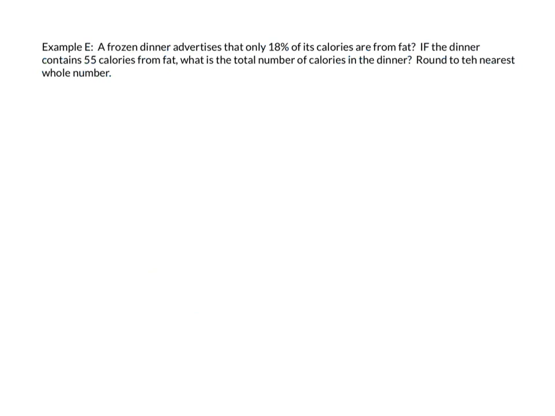Okay, last one. A frozen dinner advertises that only 18% of its calories are from fat. If the dinner contains 55 calories from fat, what is the total number of calories in the dinner? So when we set up our proportion, we get 18 over 100. Now, does the 55 go on top or bottom? Well, we are being asked to find what is the total number of calories. That's the whole. So we're going to put X on the bottom. We're going to put 55 on top.